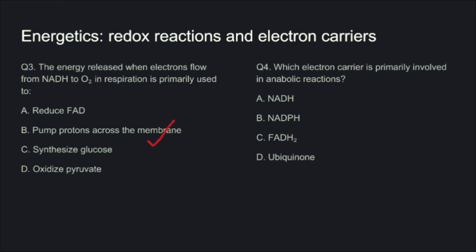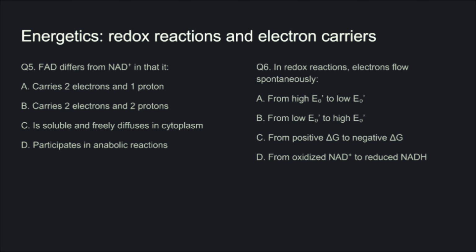Okay. Question 4. Which electron carrier is primarily involved in anabolic reactions? Options are A, NADH, B, NADPH, C, FADH2, D, ubiquinone. So the correct answer for this question is option B, NADPH.